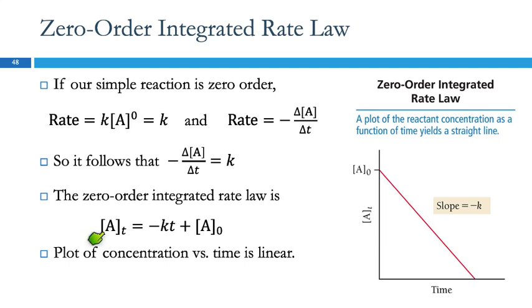So the concentration of A at time t is equal to negative kt plus A0. And again, we get the equation for a line. These equations were arranged in the way that they are so that they will give us a straight line. So the plot of concentration versus time is linear. Concentration versus time, linear, and the slope here is negative, and the slope is equal to negative k. So negative 1 times the rate constant.